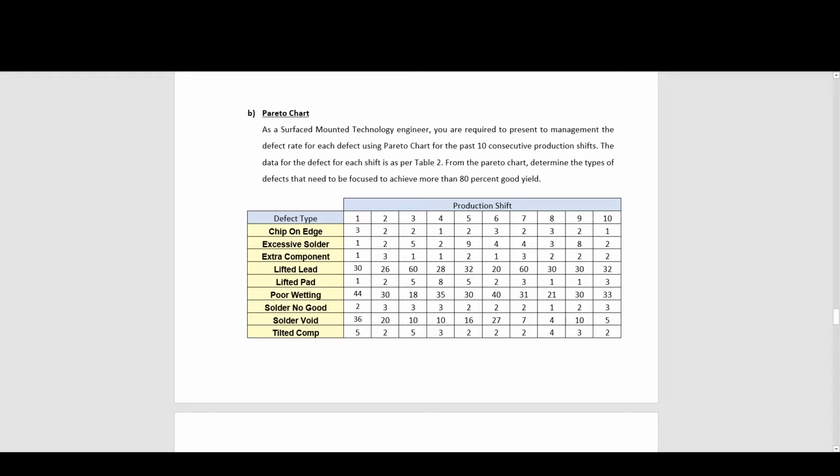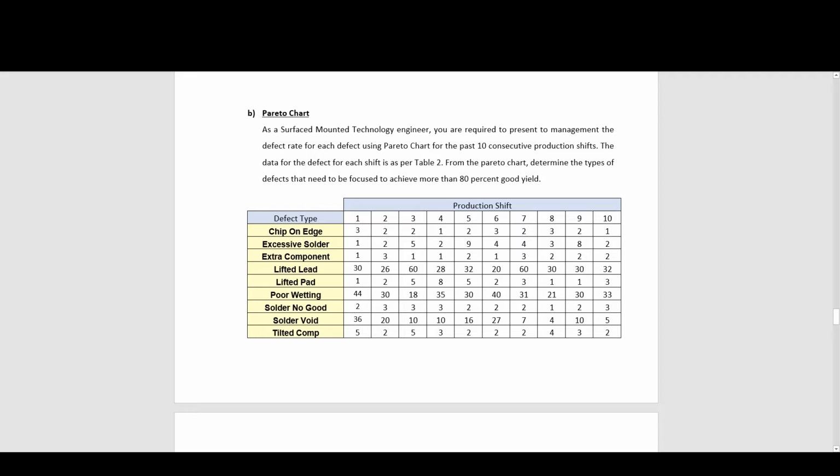This basically means that if we have the Pareto chart already, from the chart we'll be able to see which one is the most causing the problem. If we solve that 20% of the problem, we're actually going to solve 80% of the problem, right? So that is the benefit of the Pareto chart.